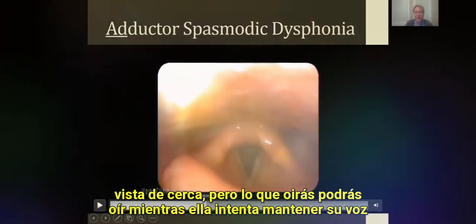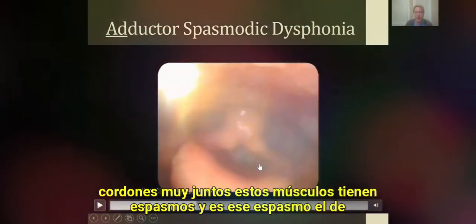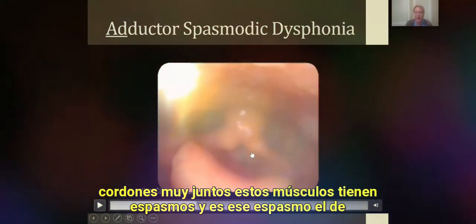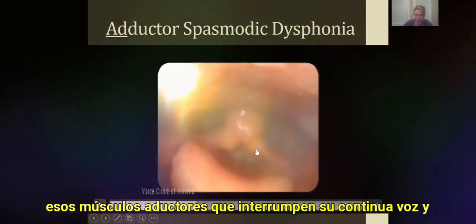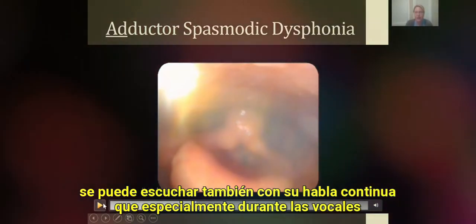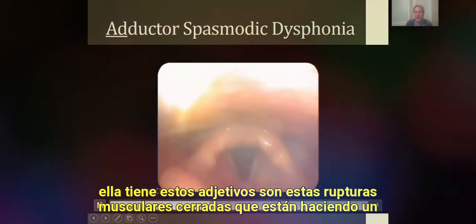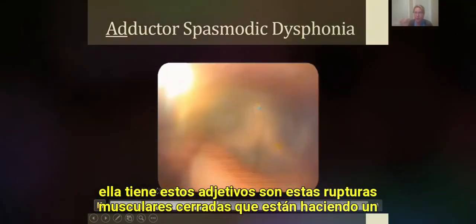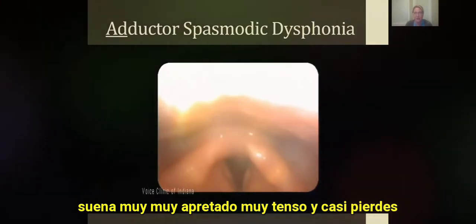So you can hear as she tries to hold her vocal cords close together, these muscles are spasming. And it's that spasm of those adductor muscles that's interrupting her continuous voicing. And you can hear it also with her continuous speaking, that especially during vowels, she's having these adductor or these closing muscle breaks that are making her voice sound very, very tight, very strained.